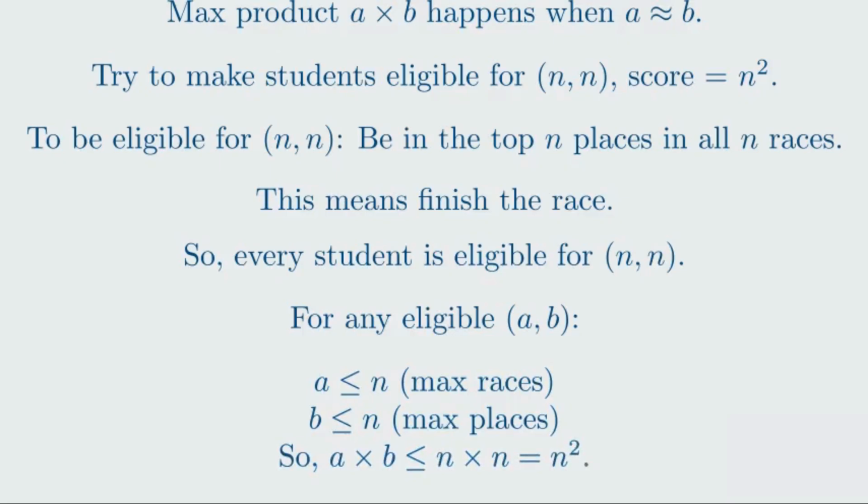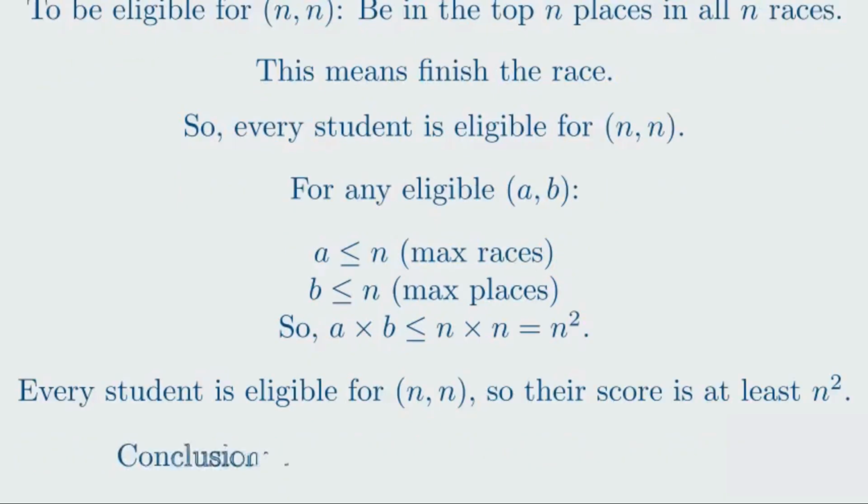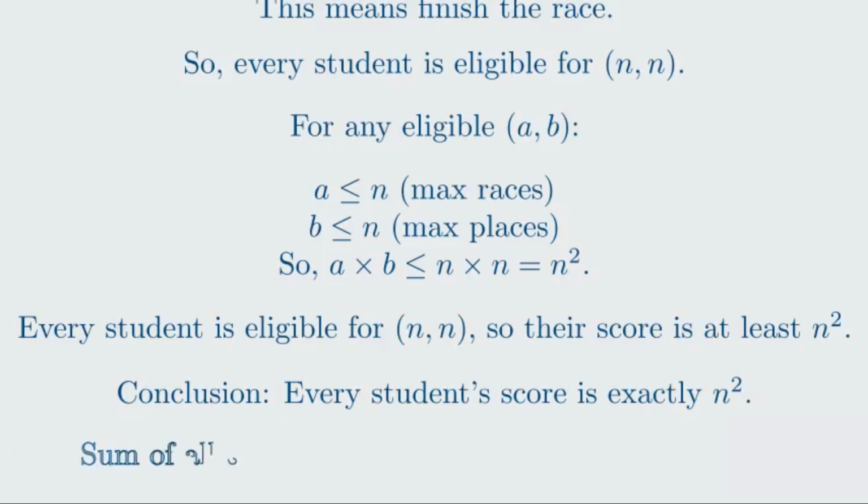This means that no matter how the races are structured, every single student will have a final score of N squared. We don't need to arrange anything strategically. The rules of the scoring system inherently give every student the same maximum score. Therefore, the total sum of the scores for all N students is simply N times the score of each student. That's N times N squared, which equals N cubed.